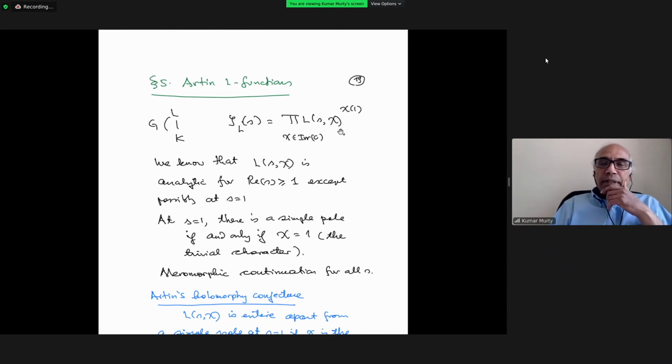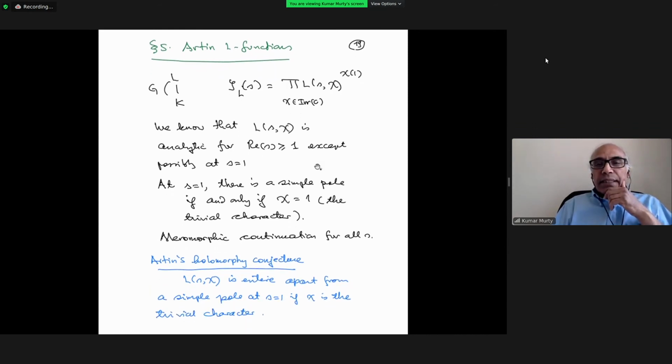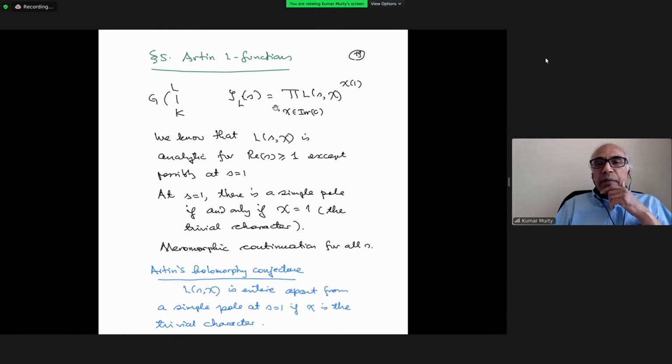And notice, by the way, that each of these L functions appears with a multiplicity chi of 1. Chi of 1 is the degree of chi, the dimension of the representation. Now, the point, of course, is that the reason we have a little bit of a problem in using this factorization, I just said the advantage of having such a factorization. The obstacle is that we don't know the analytic properties of L(s, chi).